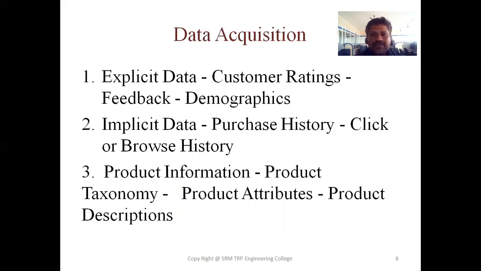For this recommender system, we are going to collect the data in three forms. The first one, explicit data, that is customer rating, feedback, and demographic information. Then the second one, implicit data. Okay, it may be purchase history or browse or click history. And the third one, product descriptions or attributes. Okay, based upon the data, we can recommend the product or service to the user.